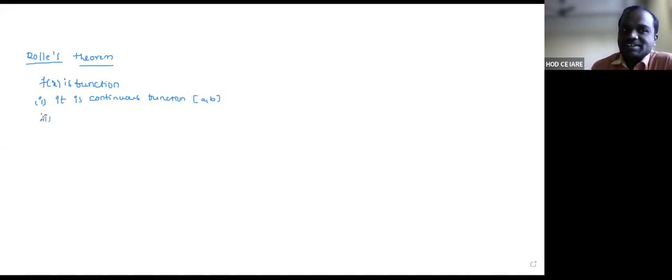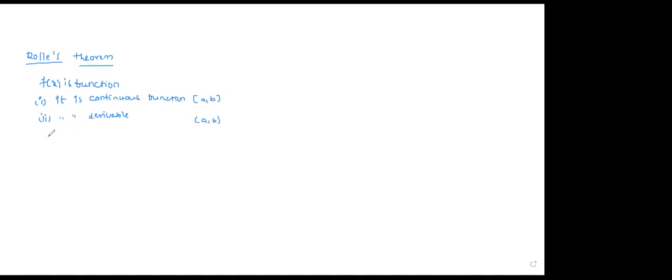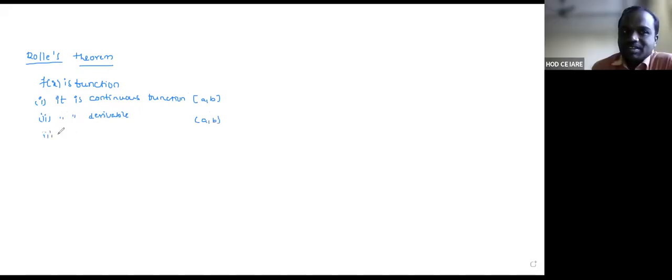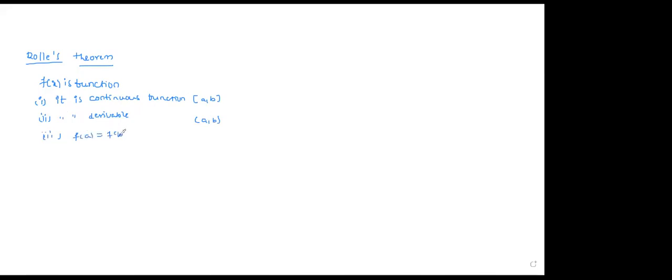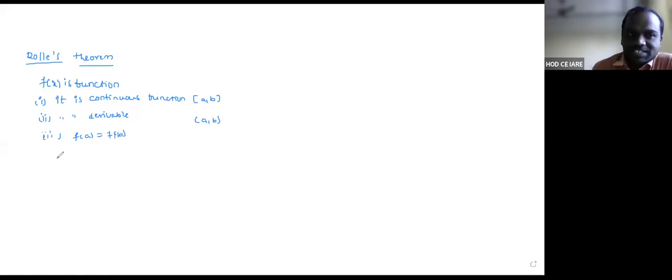And the second one is that it is a derivable function in the open interval of a comma b. The third condition is f of a is equal to f of b. If these conditions are satisfied, there exists at least one point c that belongs to the open interval of a comma b.